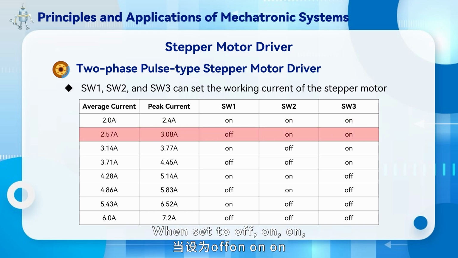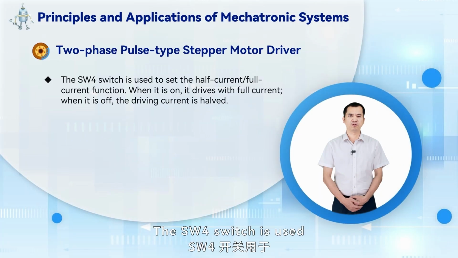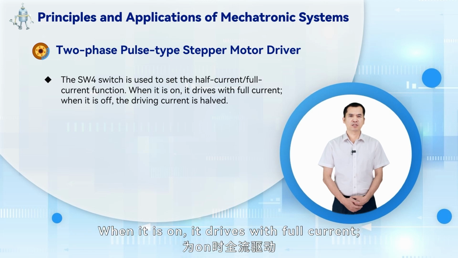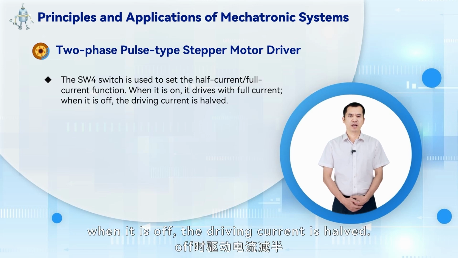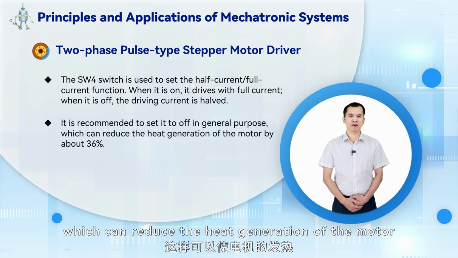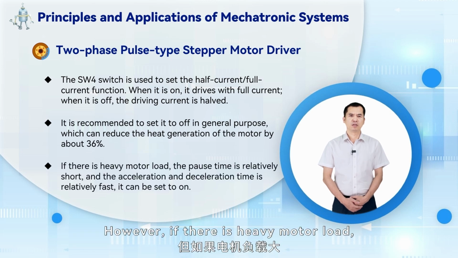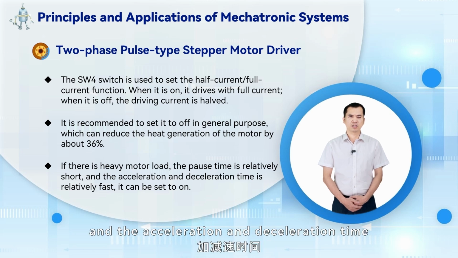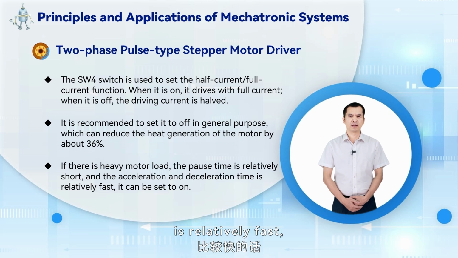When set to off, on, the average current becomes 2.57 amperes and the peak current becomes 3.08 amperes. The SW4 switch is used to set the half current or full current function. When it is on, it drives with full current. When it is off, the driving current is halved. It is recommended to set it to off in general purpose, which can reduce the heat generation of the motor by about 36%. However, if there is heavy motor load, the pause time is relatively short, and the acceleration and deceleration time is relatively fast, it can be set to on.